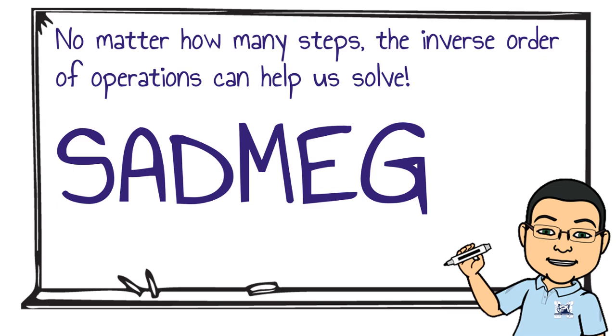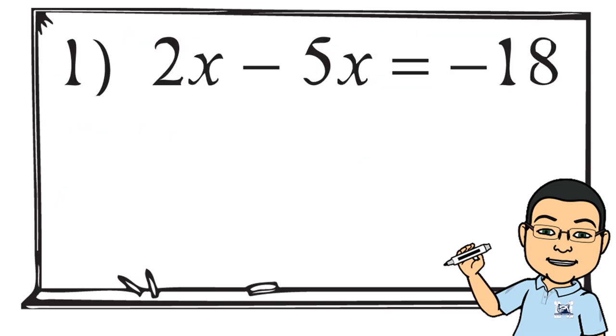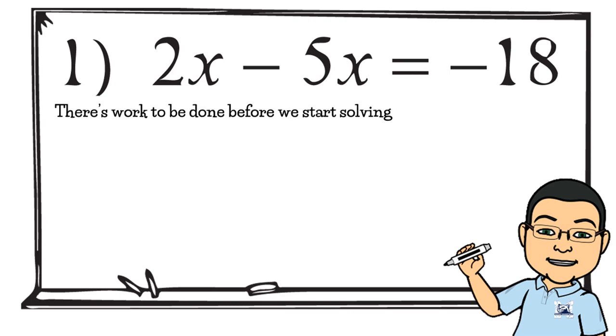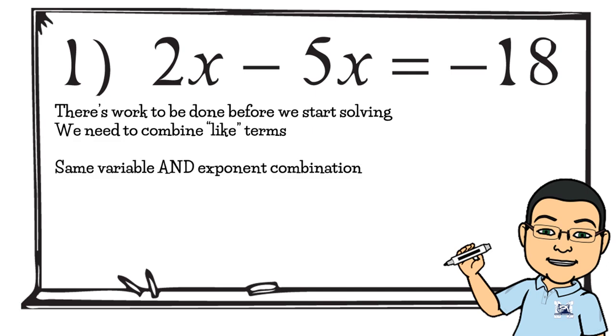Well, let's consider our first example. Here in number 1, we have 2x minus 5x equal to negative 18, and this is something we have not encountered yet. How do we work with something with two variables? Well, quite simply, there's just work to be done before we start solving. Notice we have like terms. 2x and negative 5x simply need to be combined, right? Because they share the same variable and exponent combination.